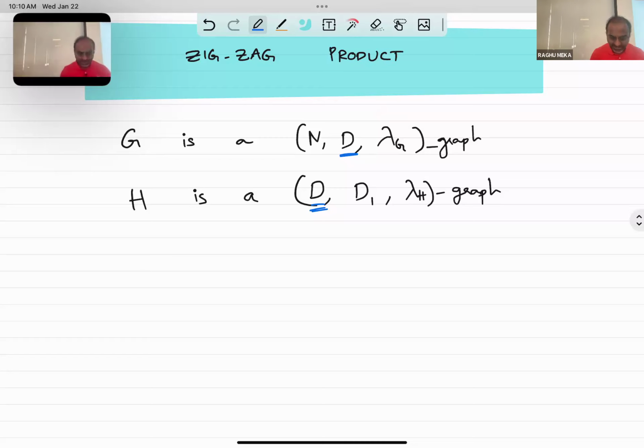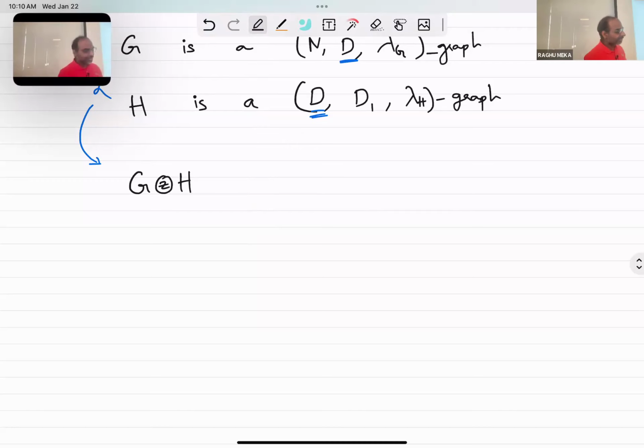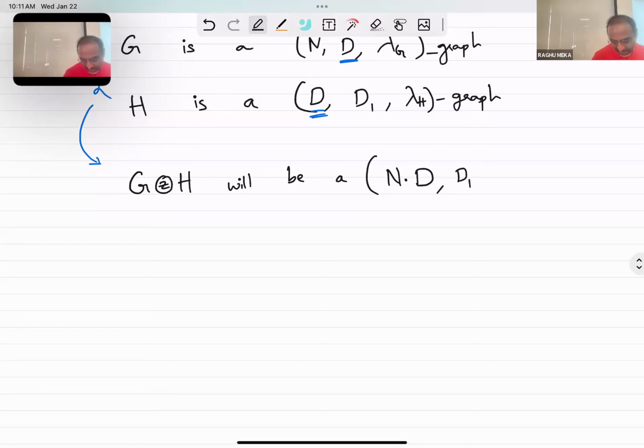When these two things happen, we're going to define an operation and get a graph, which we will denote G zigzag product H. This is the notation: G with a circle Z in between for zigzag, H. This will be a new graph. The number of vertices will be n times d, the product of the number of vertices in both graphs. The degree will be the square of the degree in the second graph. And lambda will be something that we don't yet know.